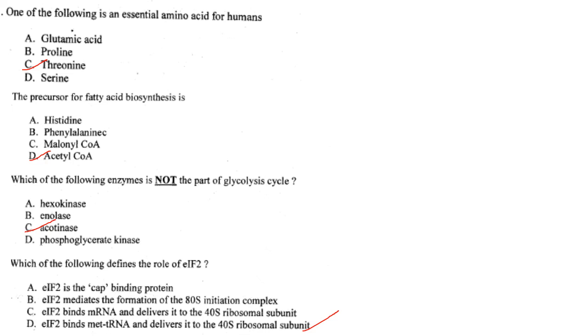Then which of the following defines the role of EIF2? EIF2 is eukaryotic initiation factor 2. Eukaryotic initiation factor binds met-tRNA and delivers it to the 40S ribosomal subunit. So the answer is option D.